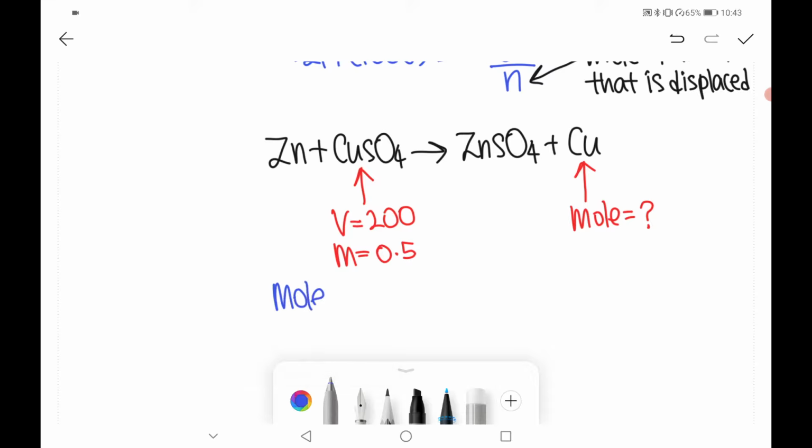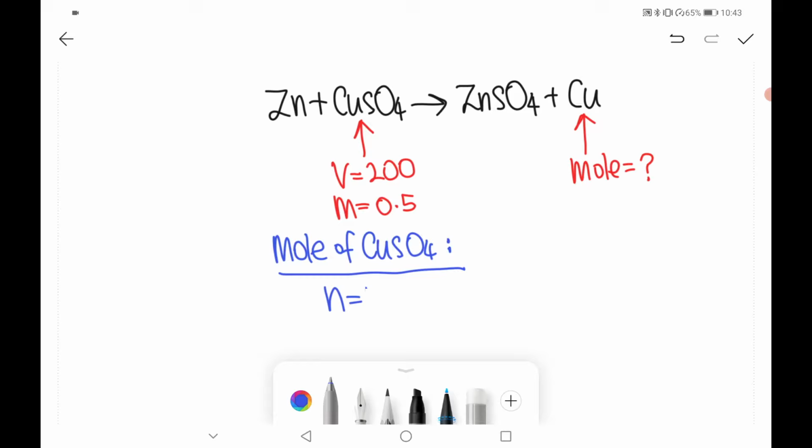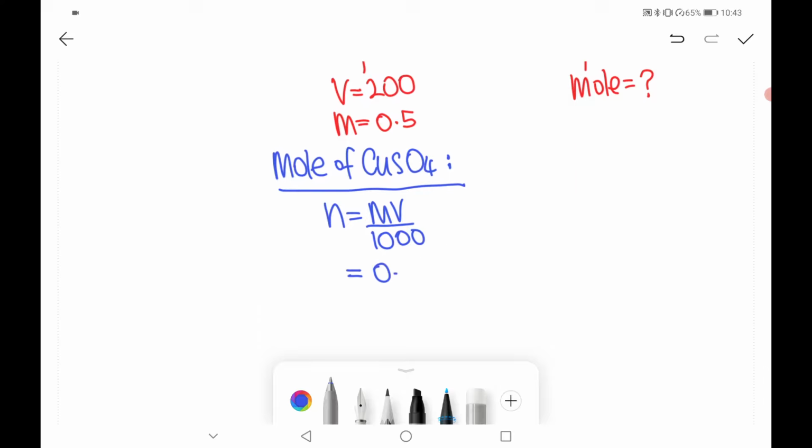Yes, you can find the mole of copper sulfate solution by using the formula n equals MV over 1000. This is the formula to find the mole of solution. So the concentration is 0.5, the volume is 200 divided by 1000. If you do the calculation, you will get 0.1 mole. So now we already get the mole for the solution.